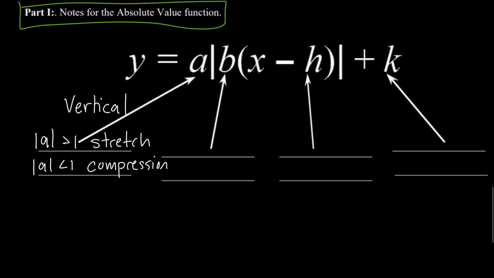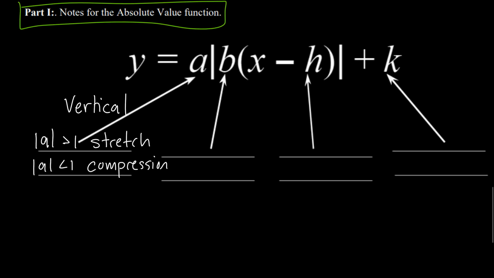Does anyone know maybe why I put the A in absolute value? Why would I do that? Yeah, it's a variable. Not quite. So think about, what else did you see that could be in front of the absolute value? Not only a number, but a what? A negative sign.